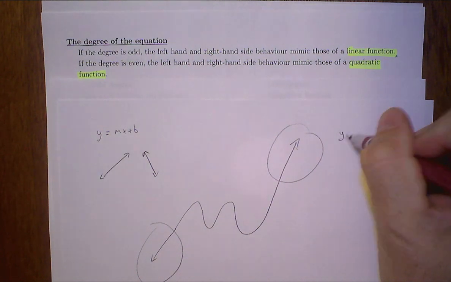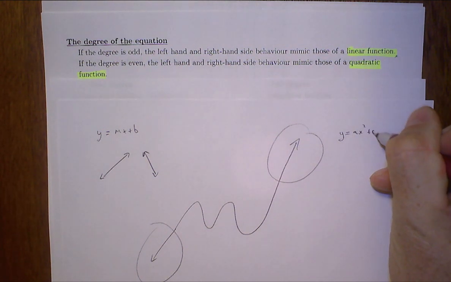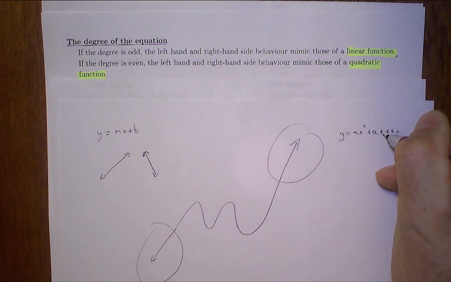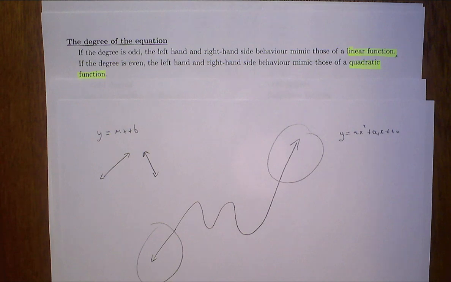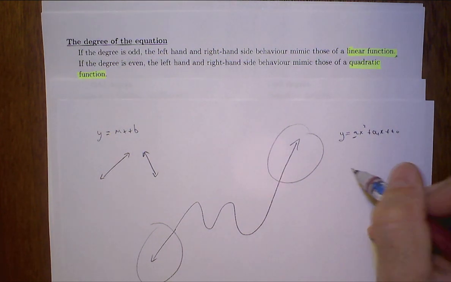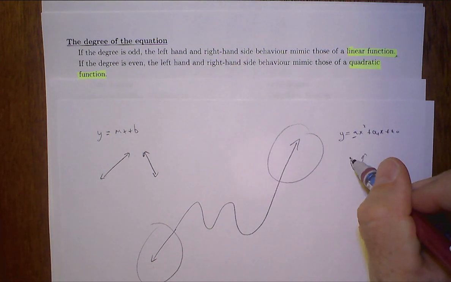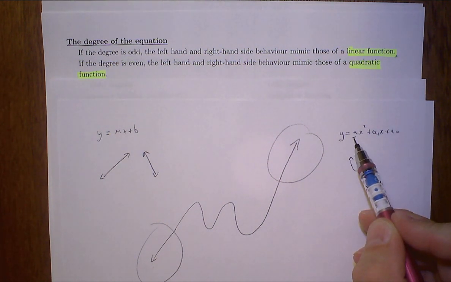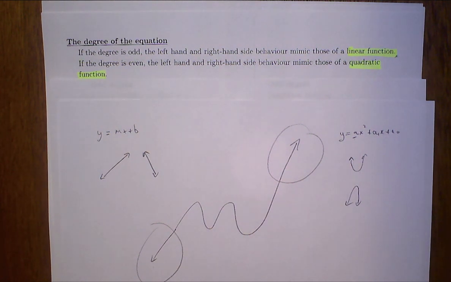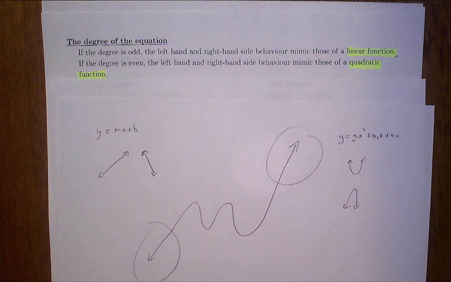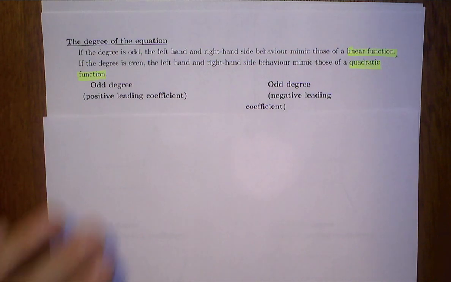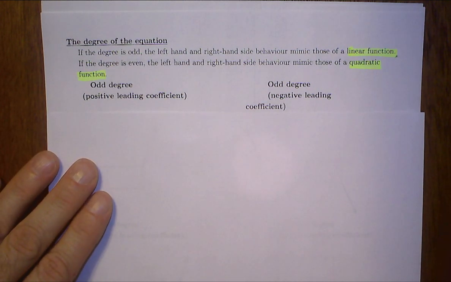Now, here, I'm going to write the quadratic in just a slightly different form. My quadratic: when my leading coefficient in front is positive, it opens upwards. When my leading coefficient is negative, it opens downward. We'll talk a little bit more about that very soon. Probably immediately. So here we are, odd degree function.